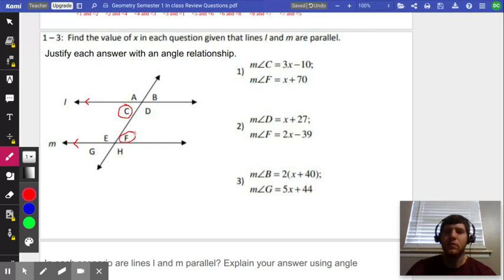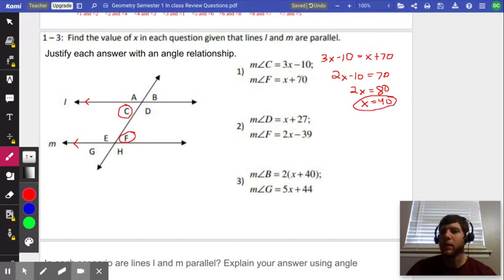So those are alternate interior angles, and since the lines are parallel, your alternate interior angles are congruent. And since they're congruent, you can set them equal to each other. So 3x minus 10 is going to equal x plus 70. You subtract x from both sides, you get 2x minus 10 equals 70. You add 10 to both sides, you get 2x equals 80. You divide by 2, and you end up with x equals 40.